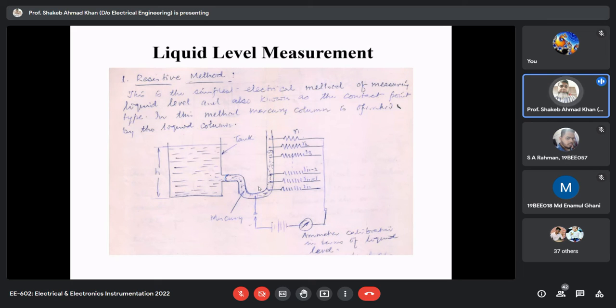Although this is not considered a very good method, because a certain kind of insertion is there. But this is a method I'm taking for the sake of completion. It may have been used earlier, but it is not a very common method nowadays.